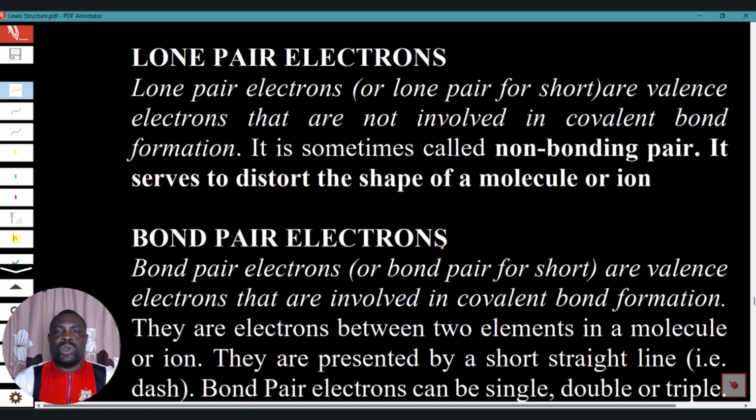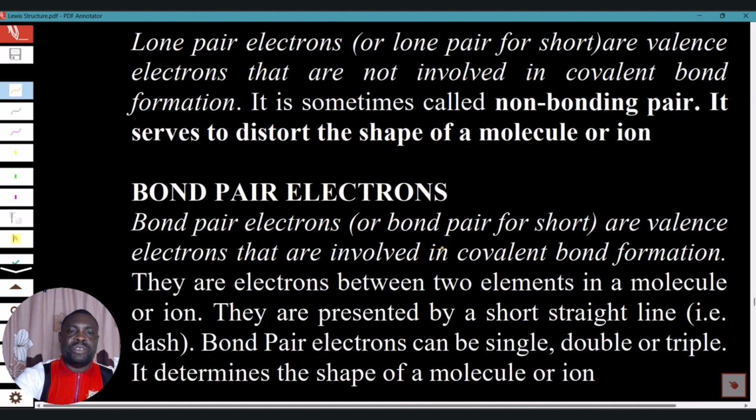Lone pair electrons, or lone pair for short, are valence electrons that are not involved in covalent bond formation. It is sometimes called non-bonding pair or anti-bonding pair. It serves to distort the shape of a molecule or ion. Now, that means that lone pair electrons distort the shape of a molecule or ion. They are called non-bonding pair or anti-bonding pair.